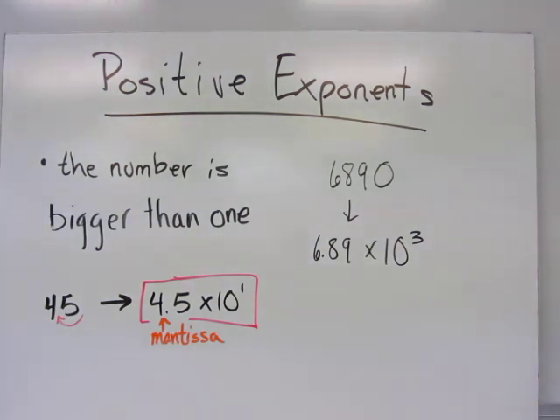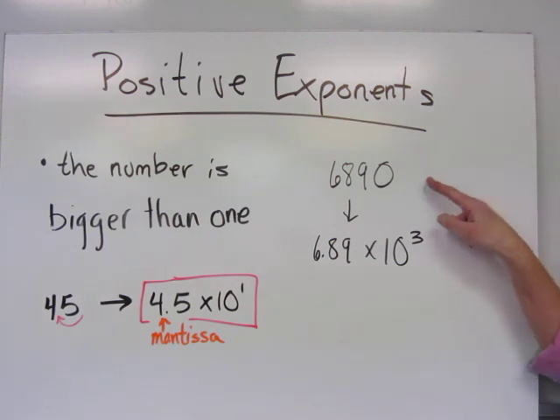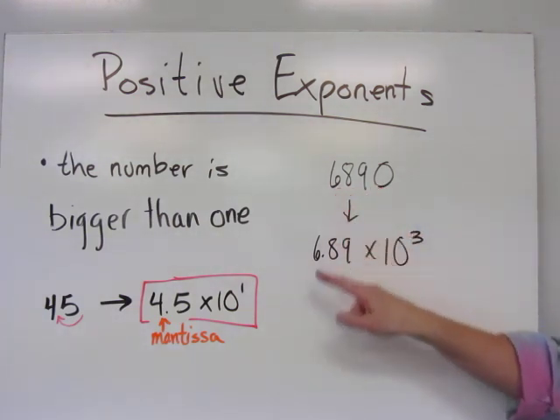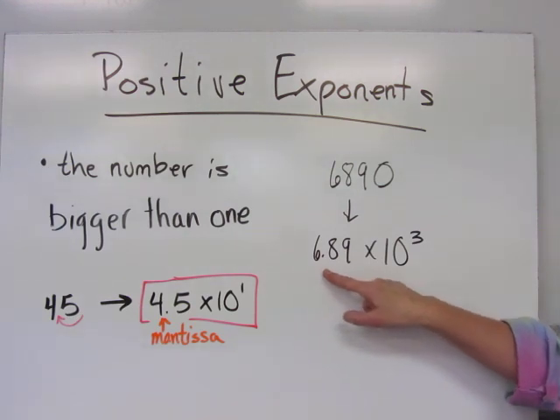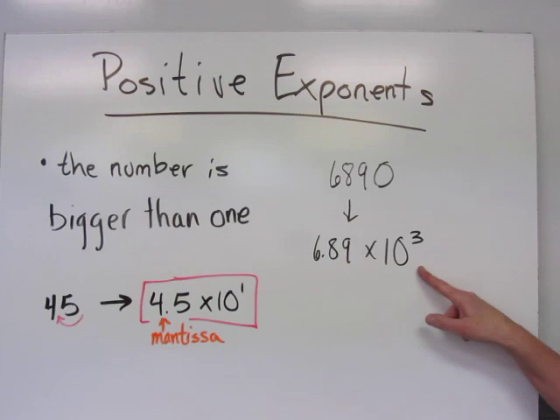If we look at 6,890, we have 3 sig figs. Move your decimal 1, 2, 3 places. So you have a number of 6.89, which is your mantissa, multiplied by 10 to the third.